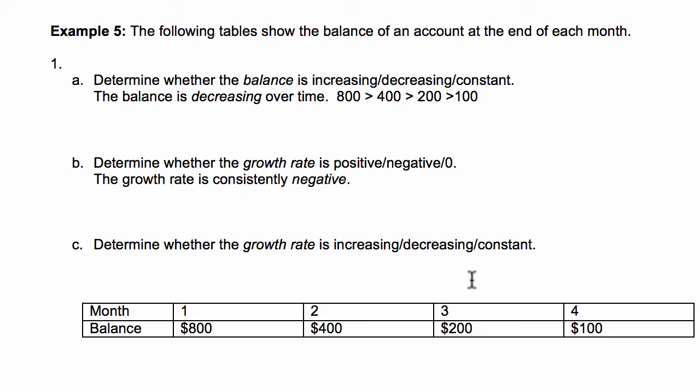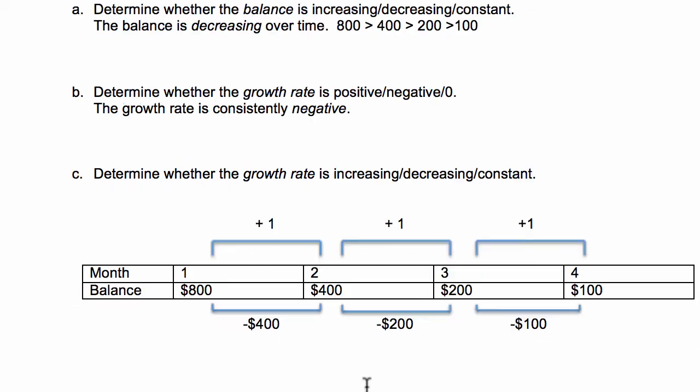In order to determine whether the growth rate is increasing, decreasing, or constant, let's examine this table a little bit further. The additional markings on the table show that as time increases from month to month, the balance decreases. Notice as we increase in time, the balance decreases, but the amount the balance is decreasing by gets less and less. The average growth rate from month 1 to month 2 is negative $400 per month.